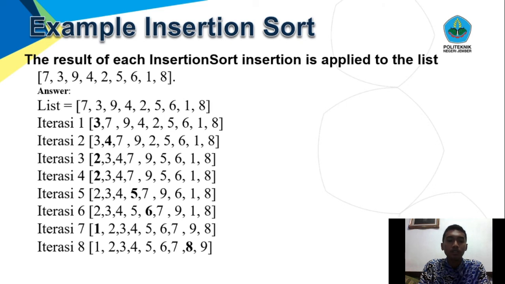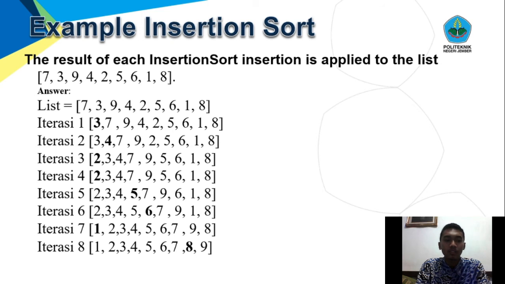So now 9 and 1 are compared. Then select the small one and place based on the previous element. This step is carried out repeatedly until there are no more elements left in the array that have not been sorted. Okay, so now to iteration 6. 1, 2, 3, 4, 5, 6, 7, 9, 8. So now 9 and 8 are compared. Then select the small one and place based on the previous element.